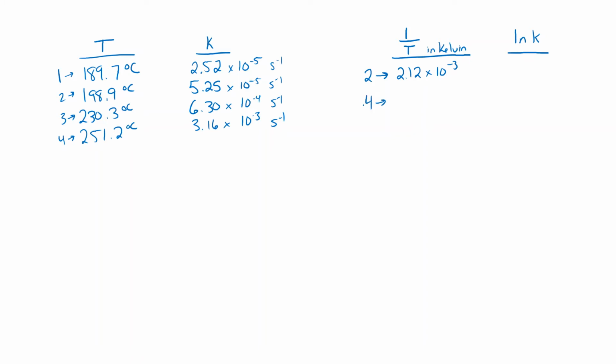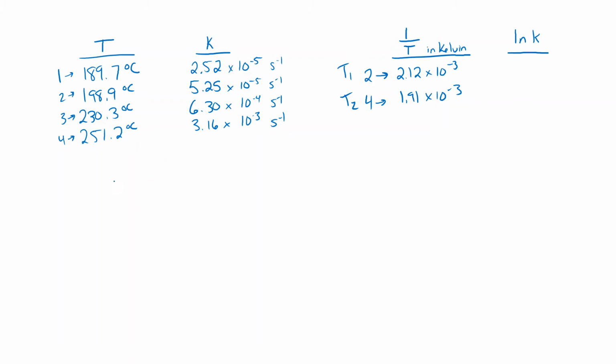We do the same thing for entry 4, right? 251 degrees. We add the 273.15 to get to 524.3. I'm bad at arithmetic, apparently. 1 over that number then gives us our final 1.91 times 10 to the negative third. Right? So this is going to be our T1. This is going to be our T2. And we'll save the ln of K for later.